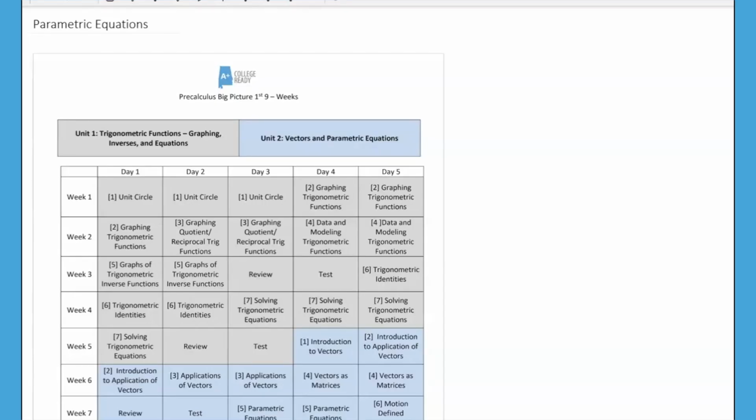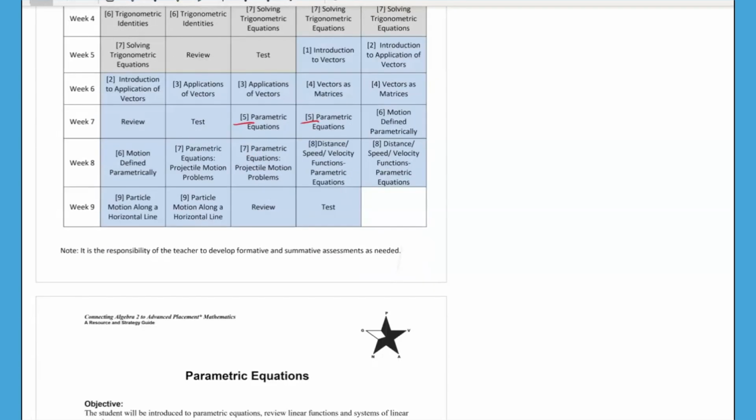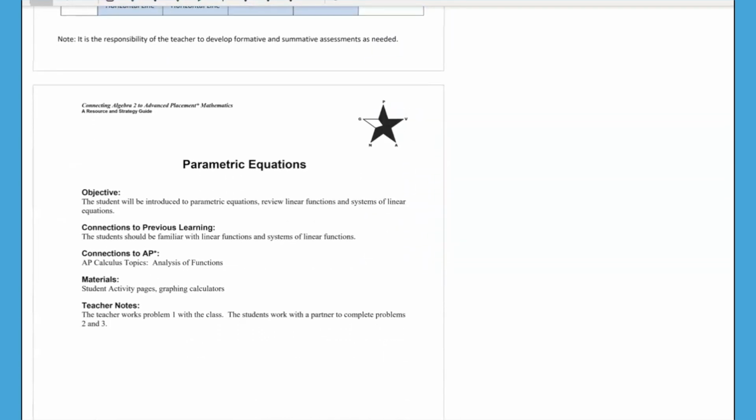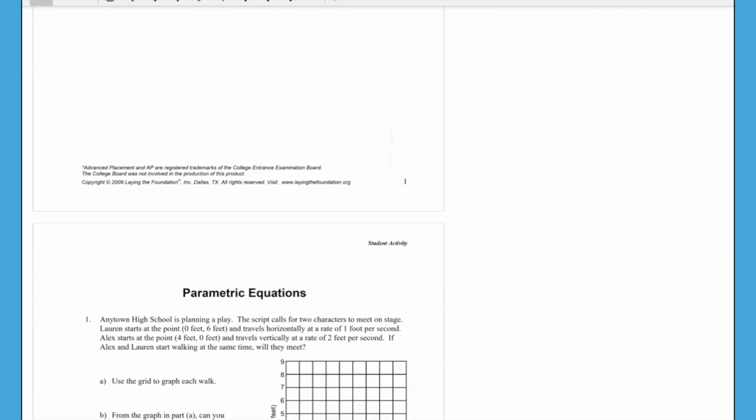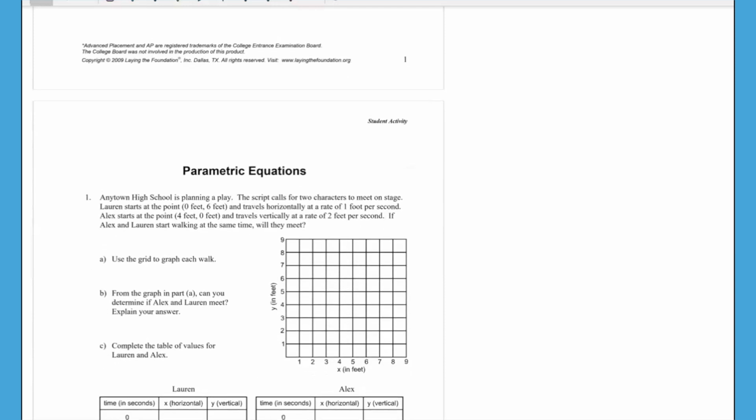I want to look today at a lesson called Parametric Equations. This particular lesson is found in Unit 2 of the Pre-Cal curriculum, and it is lesson number 5, and you'll notice we gave it 2 days in the curriculum. This is an LTF lesson, and it is a really good way to introduce the concept of parametric equations to your students. It's a great way to help them understand why they may want to use parametric equations, and then some really simple introduction into using them.